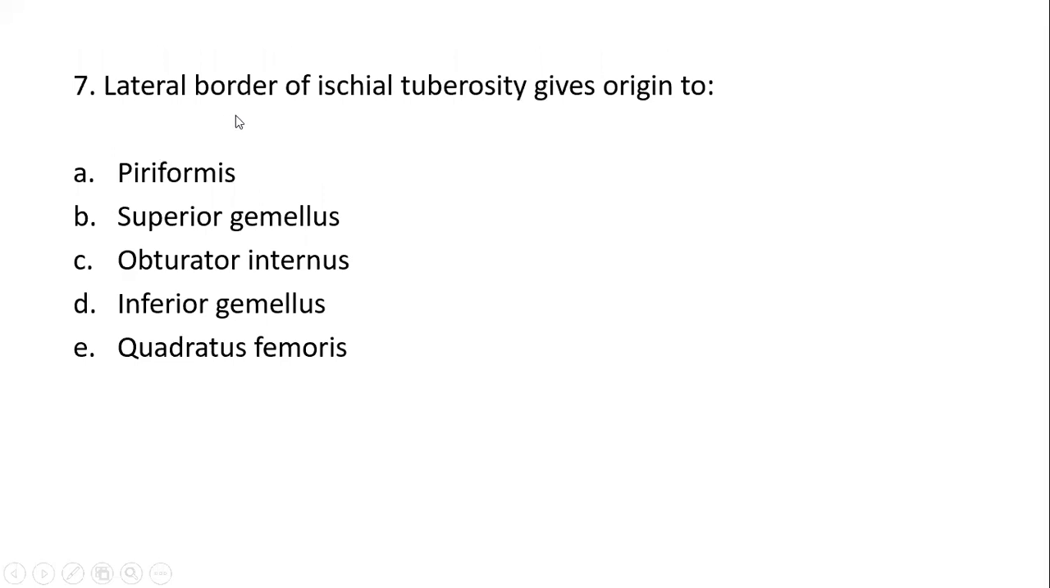Question number 7. Lateral border of the ischial tuberosity gives origin to. Again, a very straightforward question. No least likely options, no not option, no exclusion. You have to pick up the muscle or right option that arises from the lateral border of the ischial tuberosity. So again, it is one of those questions where University of Health Sciences likes to put lines of the recommended textbooks into the MCQs. So which of these muscles arises from the lateral border? Is it piriformis, superior gemellus, obturator internus, inferior gemellus, quadratus femoris?